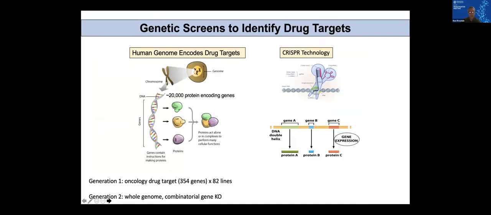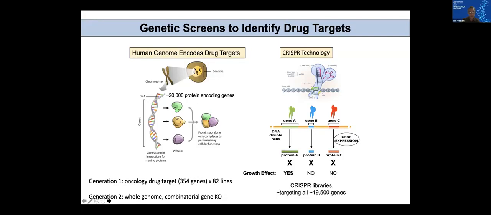Just to go into our progress with the CRISPR genetic screens, I'm sure everyone's aware of how CRISPR works, gene knockout technology, and we're using it in the pooled screening platform. Our first generation screens are nearing completion. We should have about 100 cell lines completed in the next few months. We're currently at around 80. We've performed oncology drug target screens, focusing on about 350 genes that are either known targets or in cancer related pathways. We've already started the next phase in the past month or so, but we're really ramping up now on our next generation screens, which will include whole genome as well as combinatorial gene knockouts.